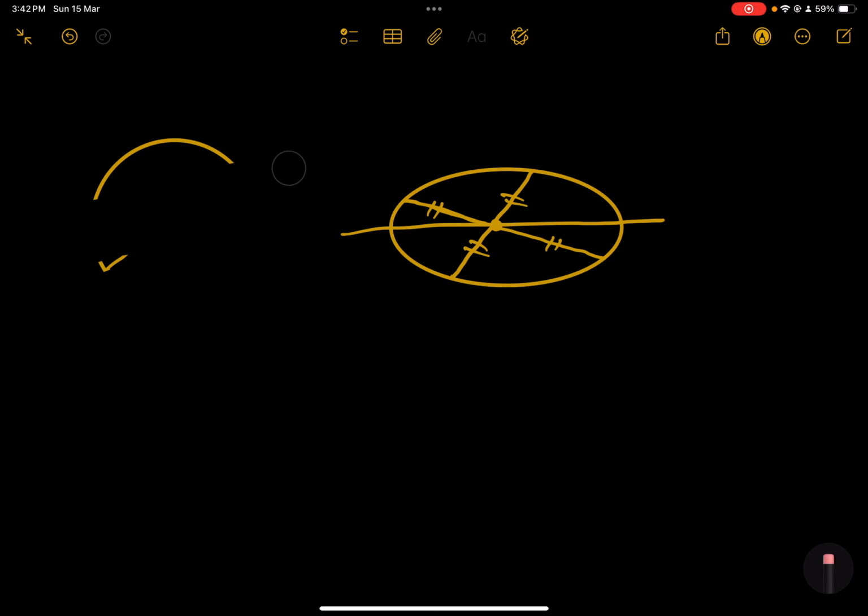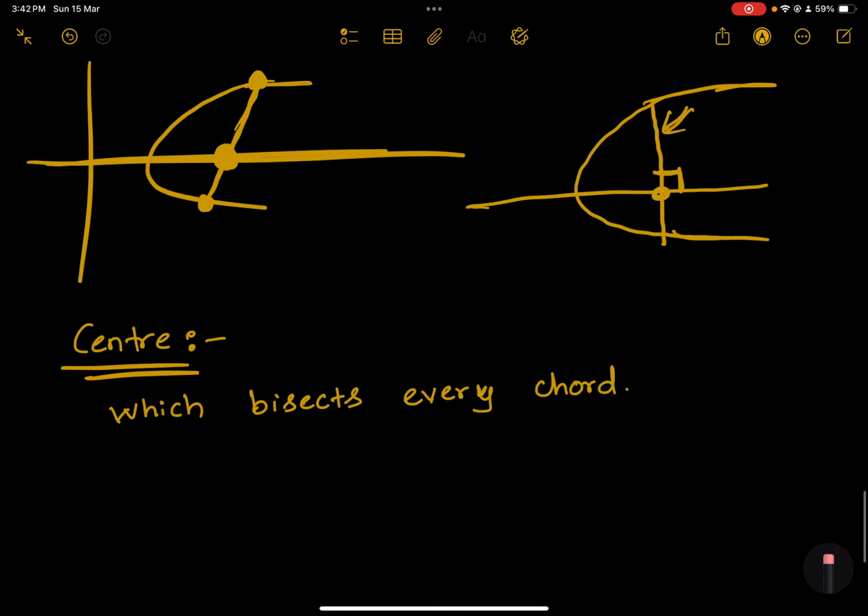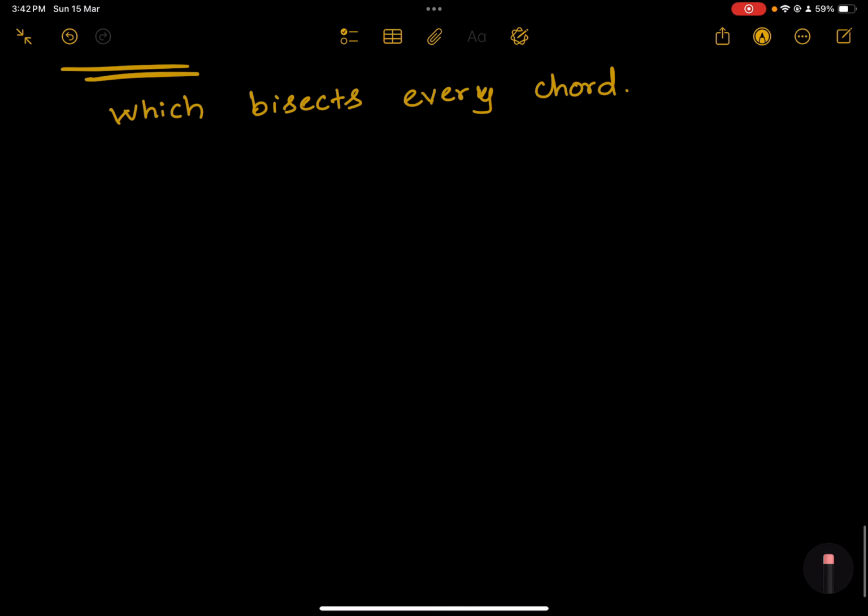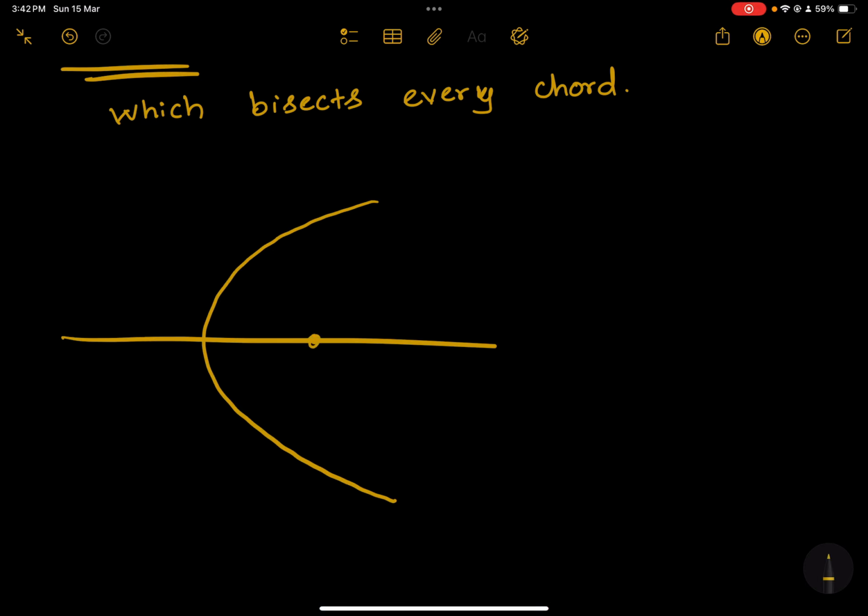Now I have a question for you. Can you plot or identify the center for the parabola? So if you see, parabola is this thing. Every chord should be bisected at this center. So if you draw a chord which passes through focus from here, you can clearly observe this length is greater than this particular length. All right. So focus is clearly not the center of your parabola.